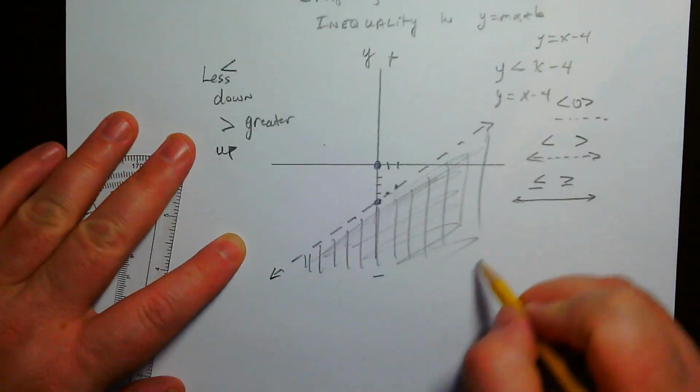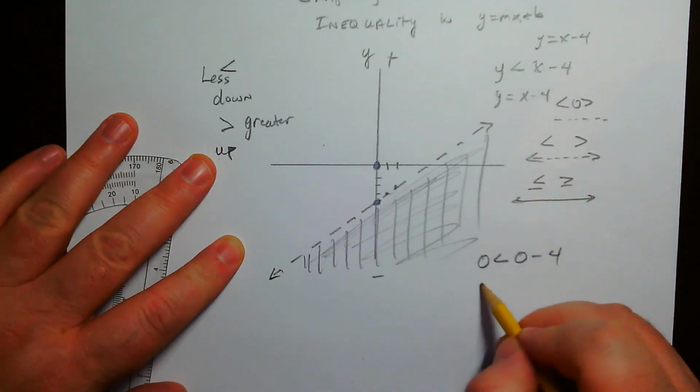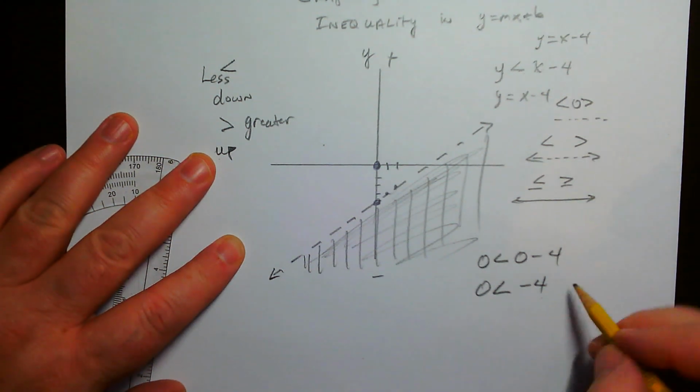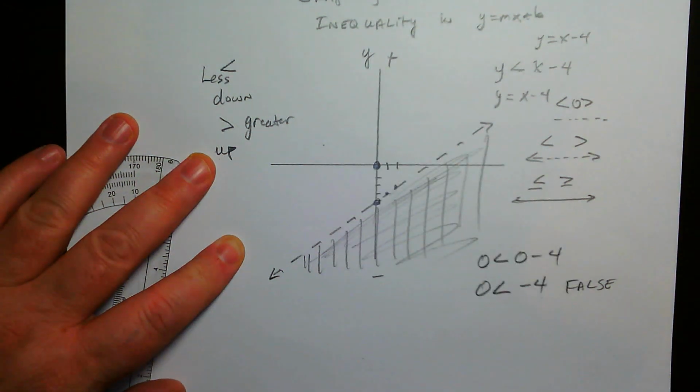So I'm going to put 0 and 0 for x and y and see if that's true. So is 0 less than -4? No, 0 is more than -4. All negative numbers are smaller. That is a false statement, which is what we expected because that point is not in the shaded region.